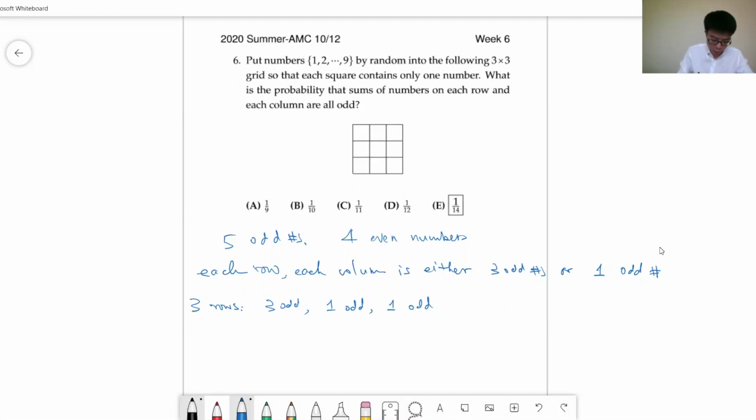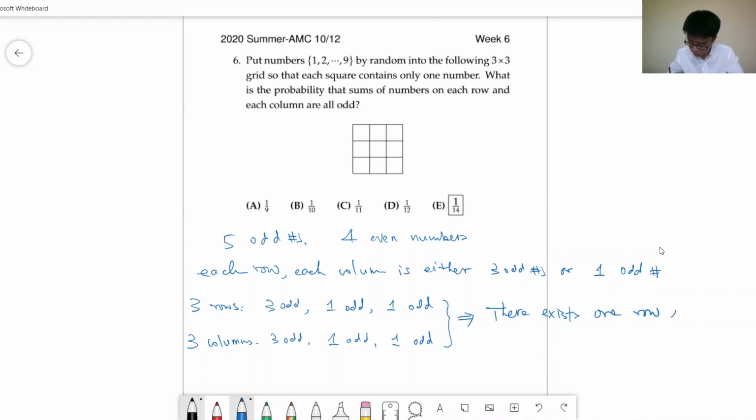Okay, and same for the 3 columns. We must have 3 odd numbers for a certain column. We don't know which one, but one column has 3 odd numbers, and the other 2 just 1 odd number. Okay, all right. This row and this column must have an intersection, right? So there exists one row and one column together covering all odd numbers. One row and one column.